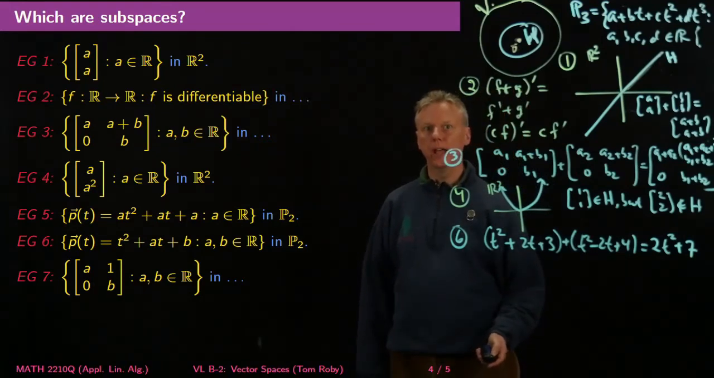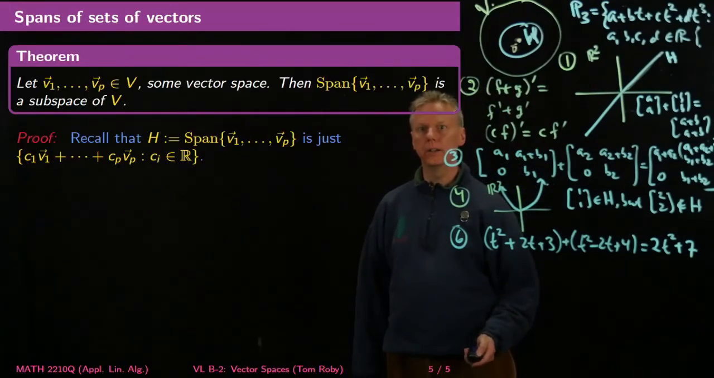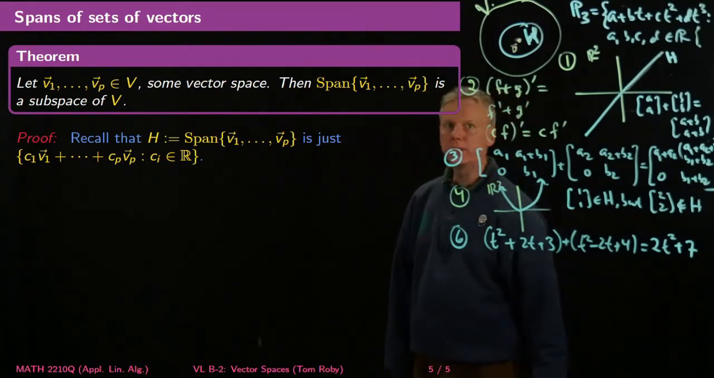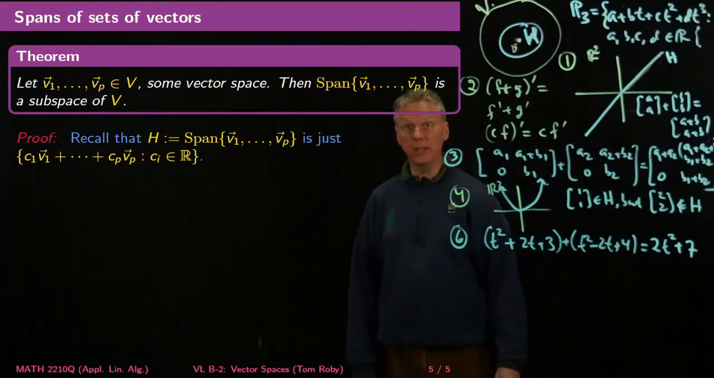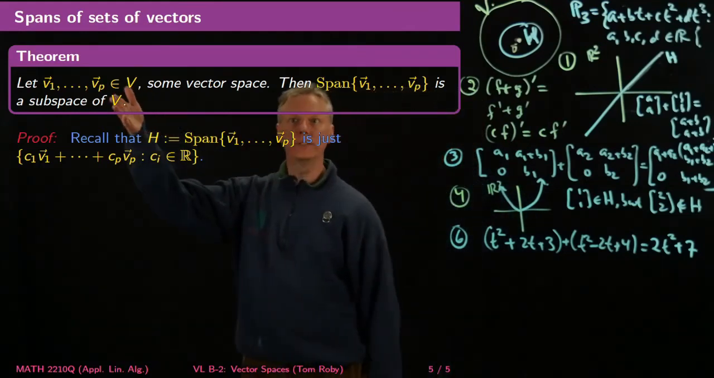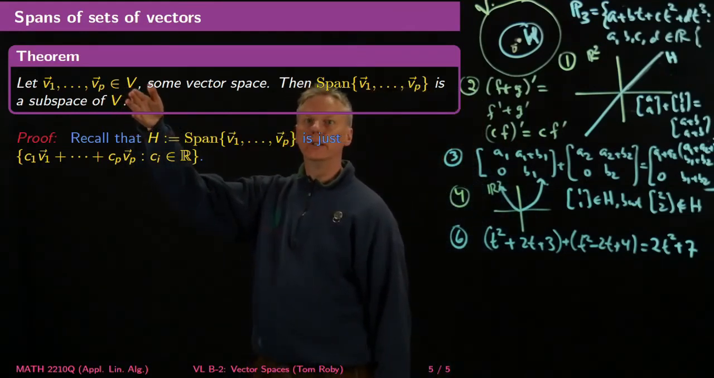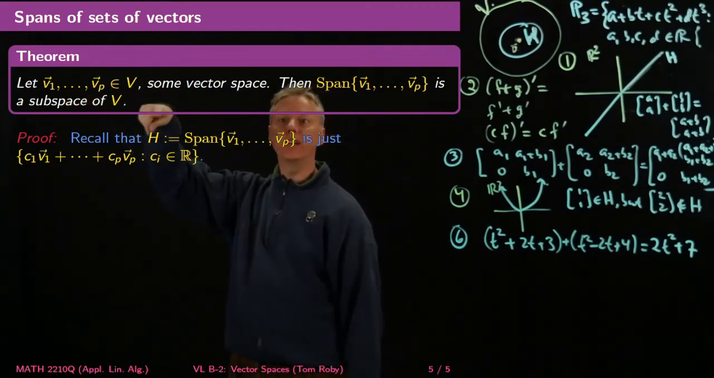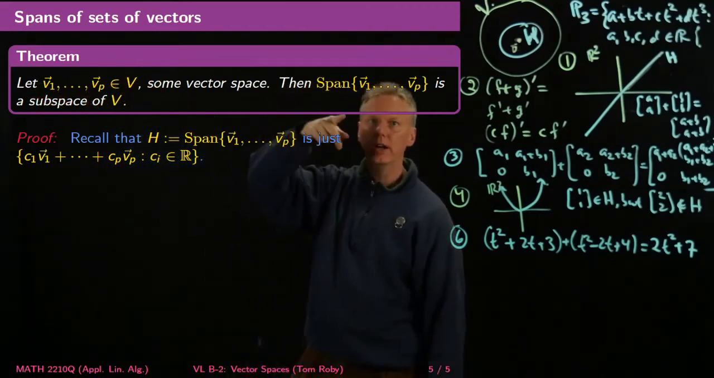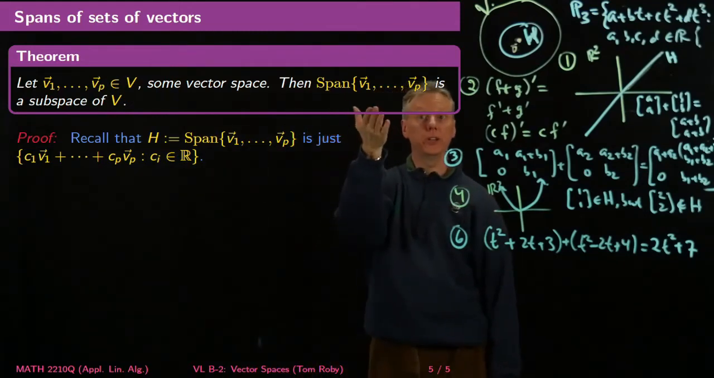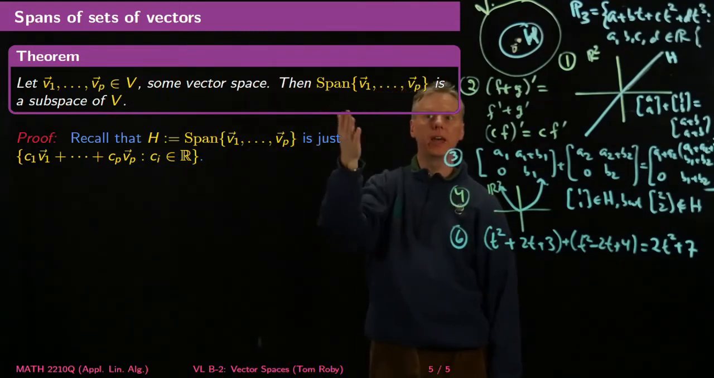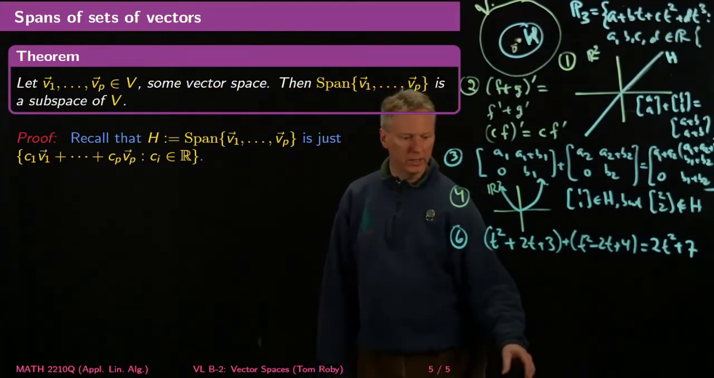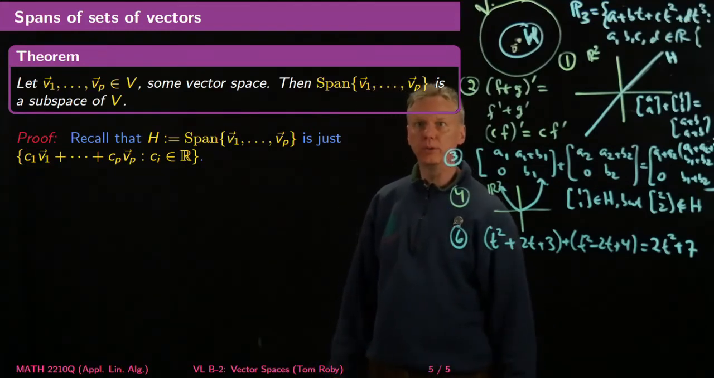Okay? And so now here is a theorem that tells us that one particular thing is always a subspace. Namely, if I start in a vector space and I take the span of a finite set of vectors, so I've got p vectors here, I look at their span, which just means all linear combinations of them, then that'll always be a subspace of V. And why is that? Well, let's take a look at a proof here.